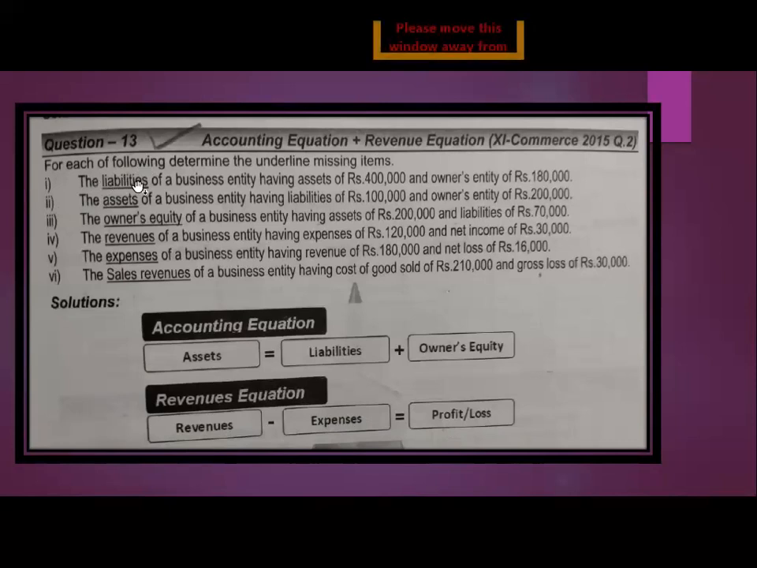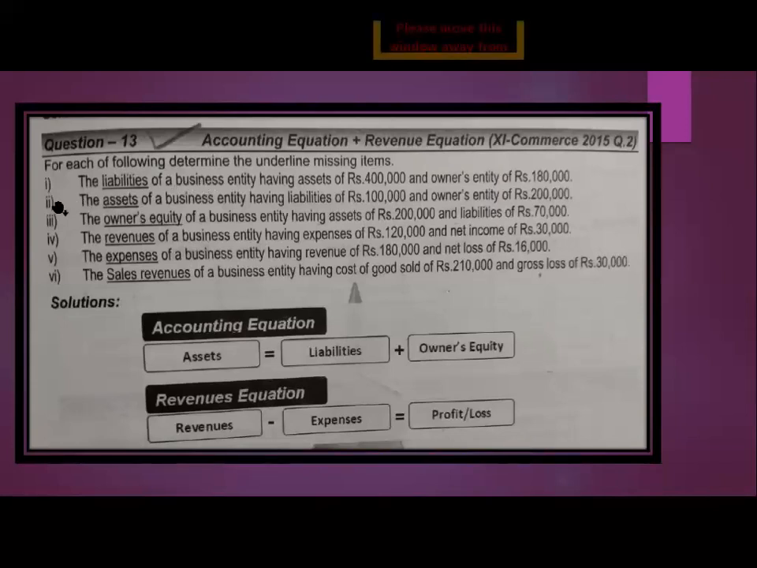नंबर 1 में द लाइबिलिटीज ऑफ अ बिजनेस हैविंग एसेट्स 400,000 एंड ओनर्स इक्विटी 180. यहाँ पे जो चीज अंडरलाइन है, आप लोगों ने अंडरलाइन वाले सेक्शंस को फाइंड आउट करना है. ठीक है, यानी आपको यहाँ पे लाइबिलिटी कैलकुलेट करनी है. एसेट्स 400,000 है और हमारे पास कैपिटल है 180,000. सो लाइबिलिटी का फॉर्मूला लगा दीजिएगा. लाइबिलिटी इज इक्वल टू एसेट माइनस कैपिटल.